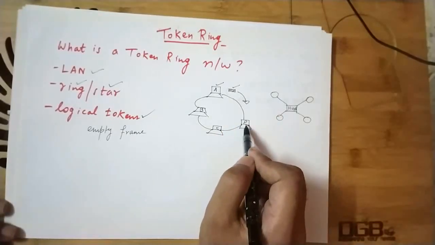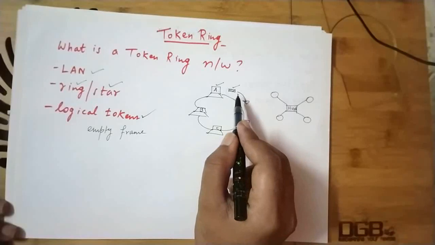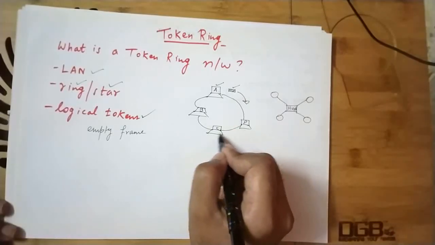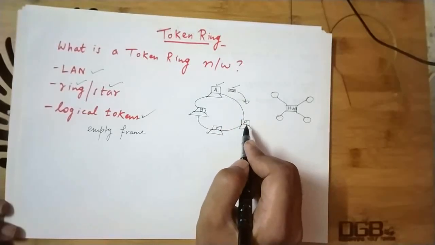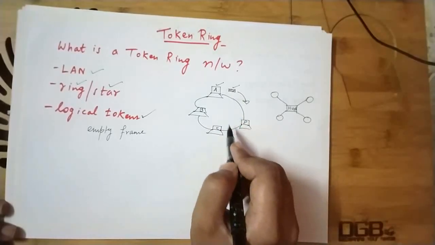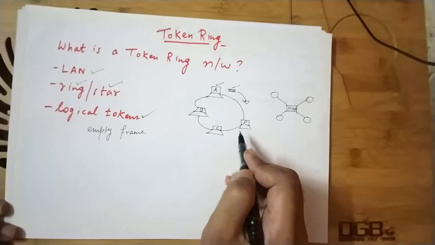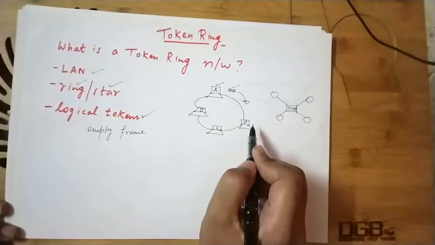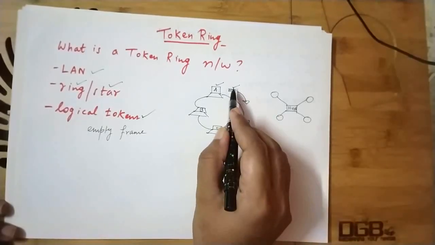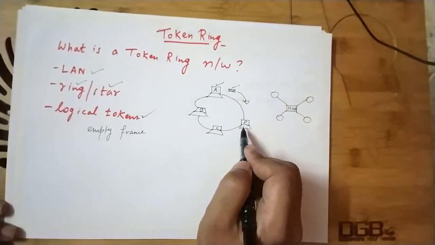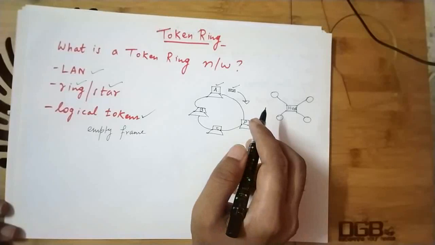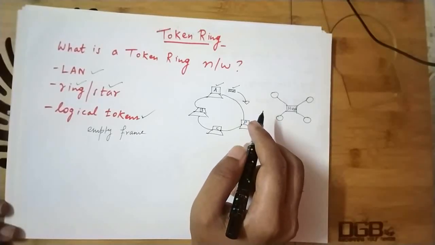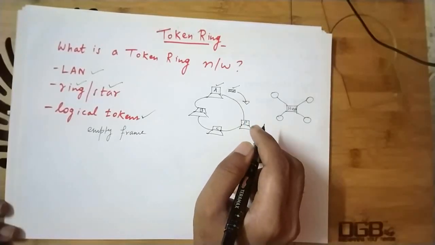See, station D wants to transmit, so it will get hold of this token. Now, if station C wants to transmit, it will not be able to do so. Why? Because the token currently belongs to station D. Only after station D relinquishes, that means lets go of this token, will any other station in this network be able to carry out the transmission process. So I'll list out the steps in a few minutes from now.